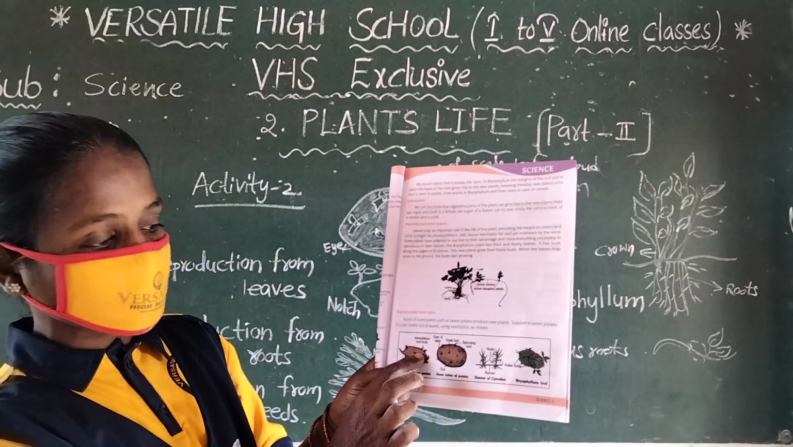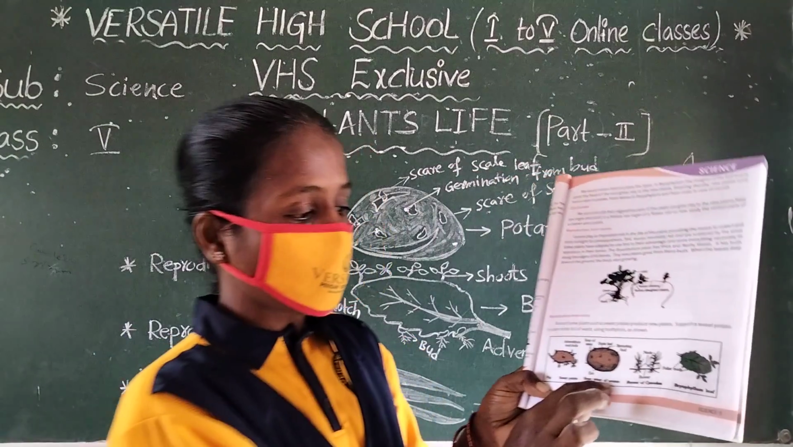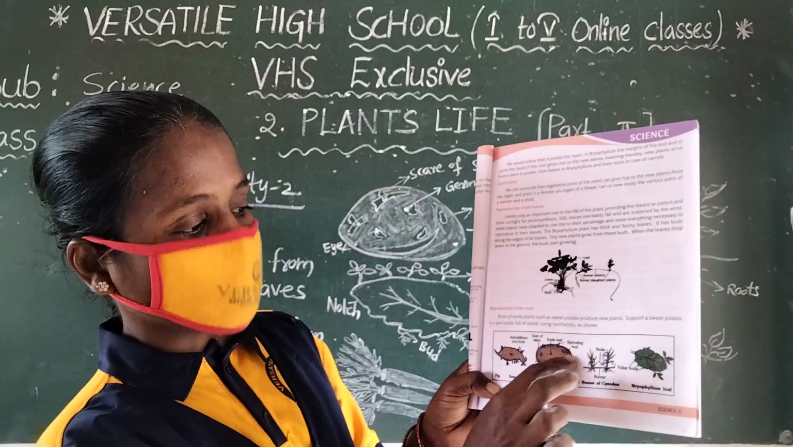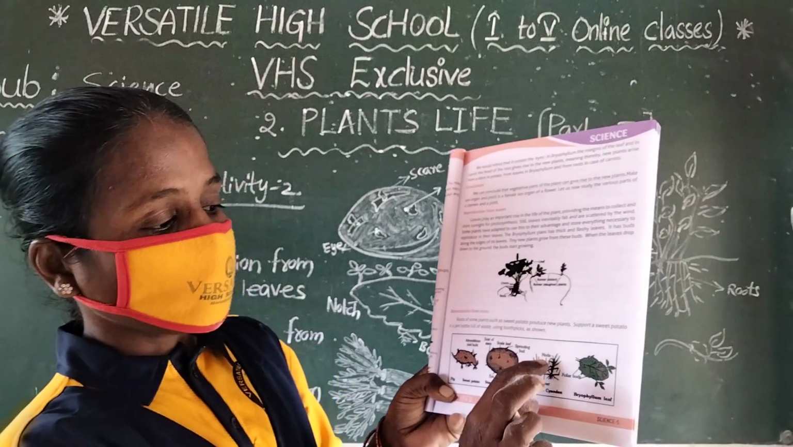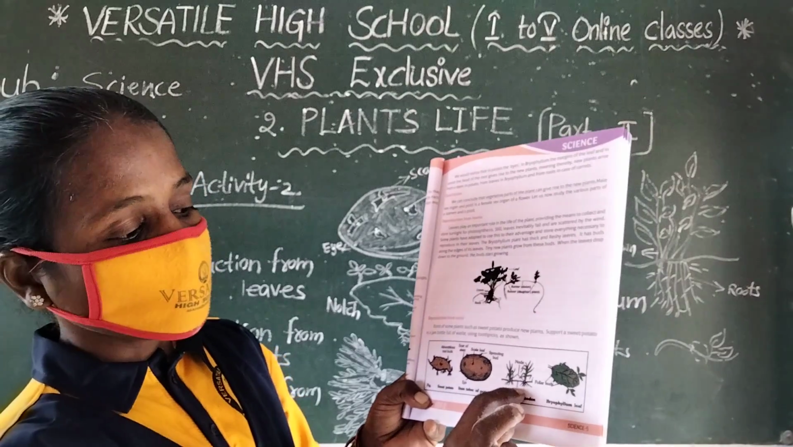Adventitious root buds come outside. And here, this is a stem tuber of a potato, with scar, stem, scale leaf, and supporting bud. And this is the runner of Cardamom. Nodes come outside, and these are the adventitious roots.